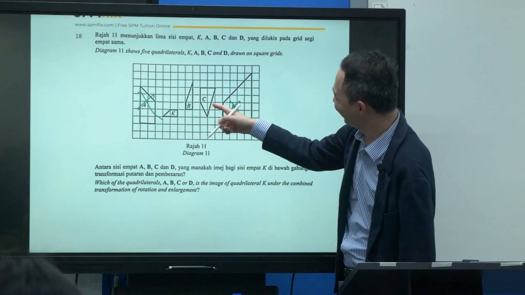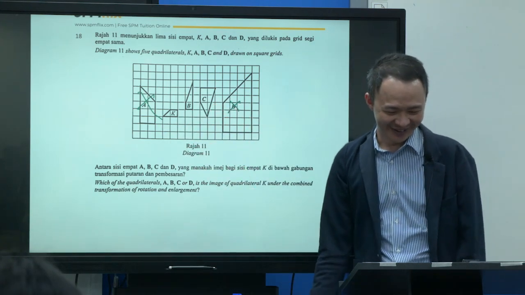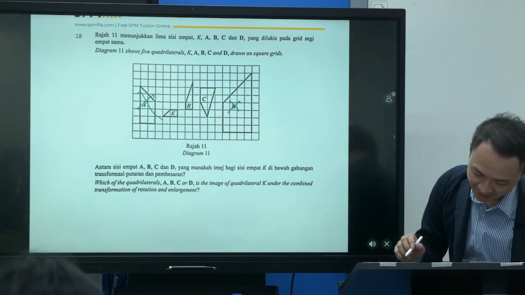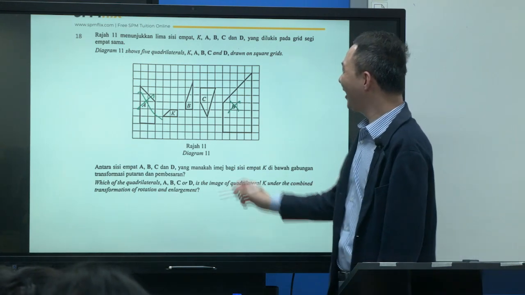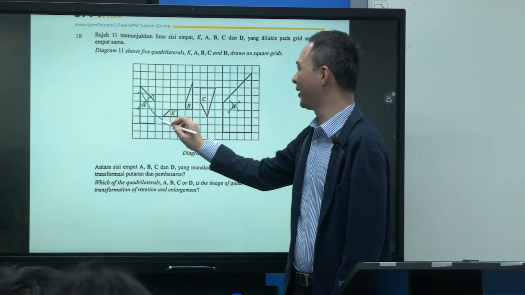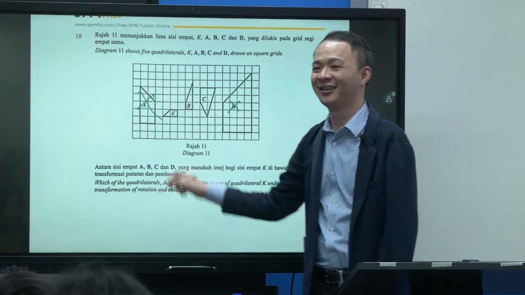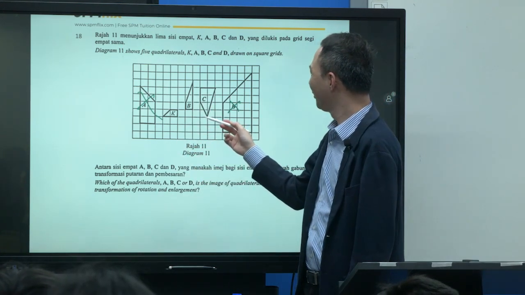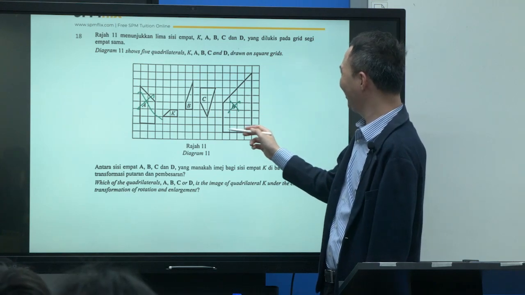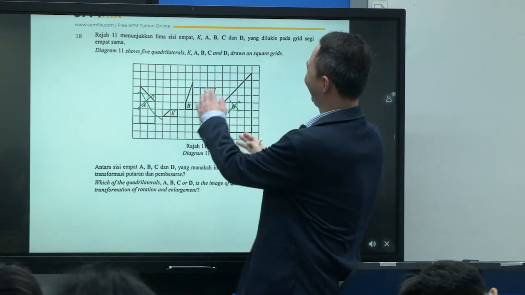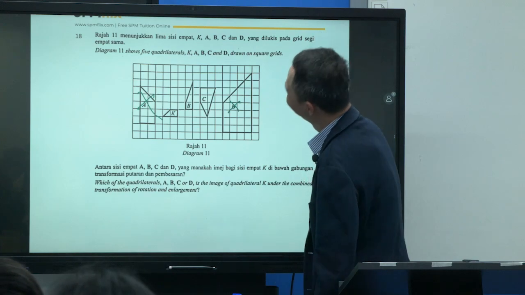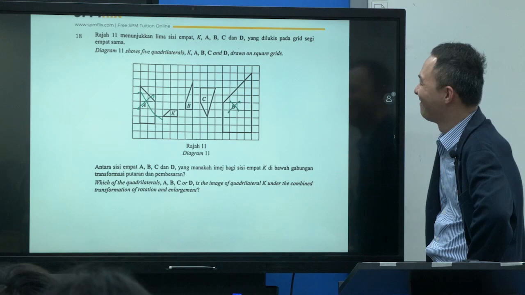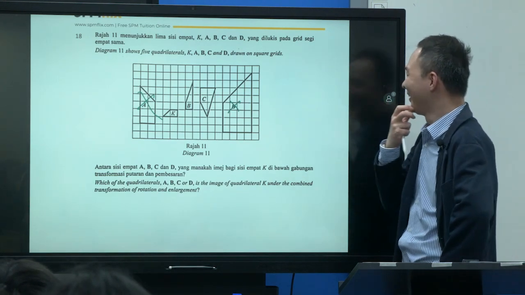But C, the shape is not the same. Let me think about B. But A, this is 1 unit, this is 2 units. 1, 2 should become 2 and 4, right? But this is 2 and 5. I mean the scale is not the same. Maybe, is it D? Which one? All wrong, eh?